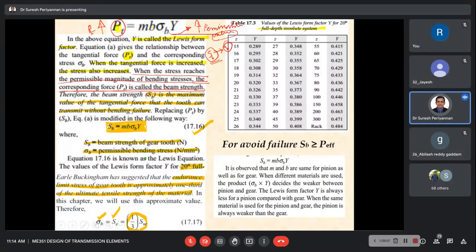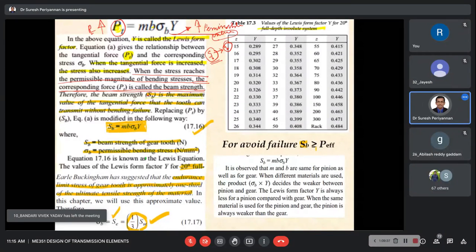Suppose in your problem we are not given the bending stress, and only the ultimate strength is given, you have to follow this design procedure: the permissible stress value sigma B is equal to SUT divided by 3, ultimate strength divided by 3. Okay. Now I come to some conclusions. To avoid failure, SB, the beam strength, must be greater than or equal to the effective load. What is the effective load? We will discuss later.